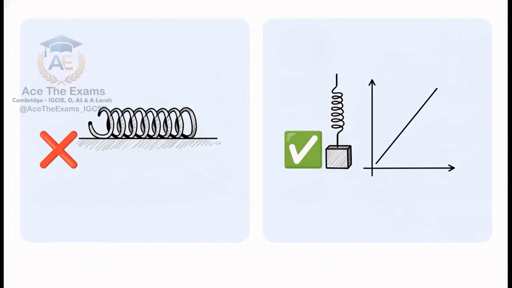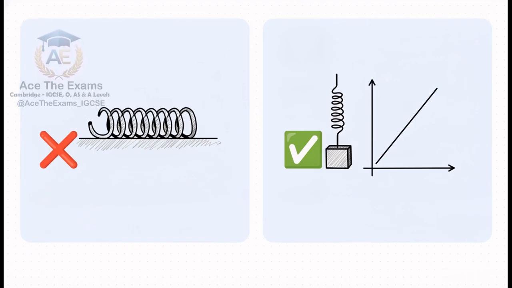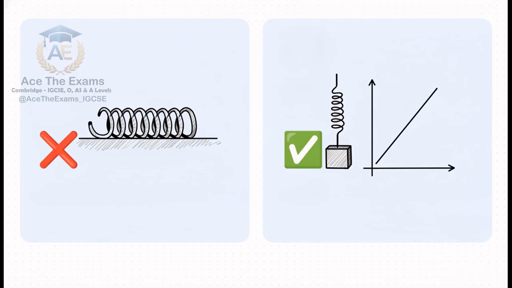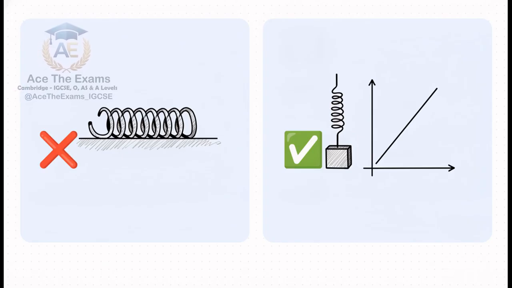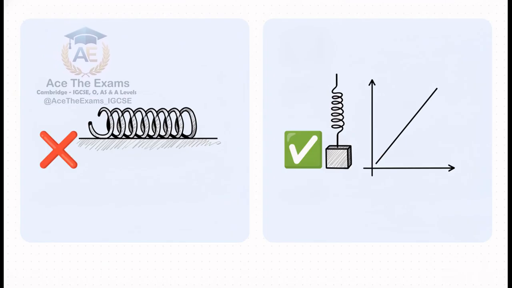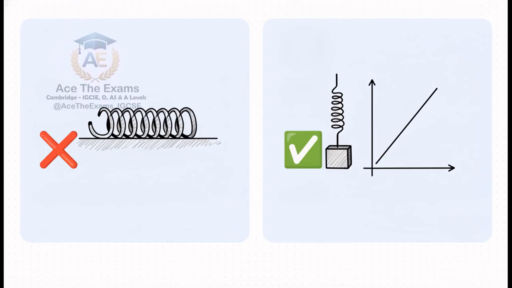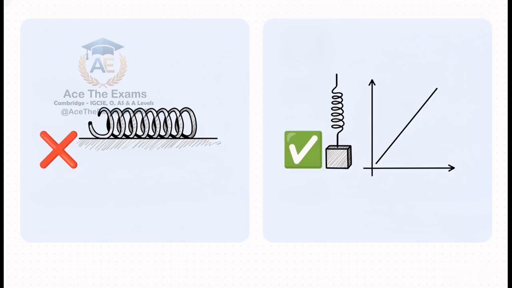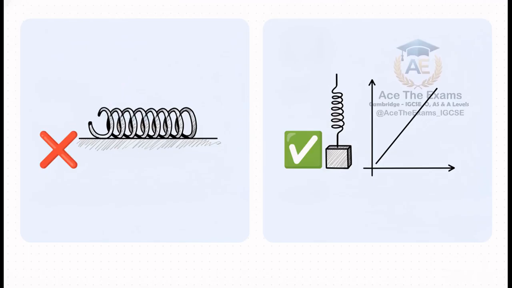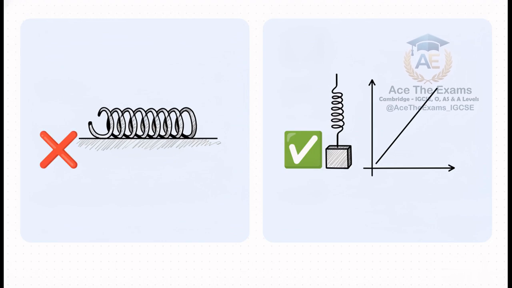Instead of the vague, everyday observation that the spring got longer, we inject precise physics terminology. The corrected concept becomes extension is directly proportional to load. Boom. Suddenly, you aren't just describing a physical event, you are stating a definitive mathematical relationship. You're telling the examiner that as the force increases, the extension increases at a constant rate, which, by the way, would plot as a perfectly straight line through the origin on a graph. Now you are finally speaking the examiner's language.